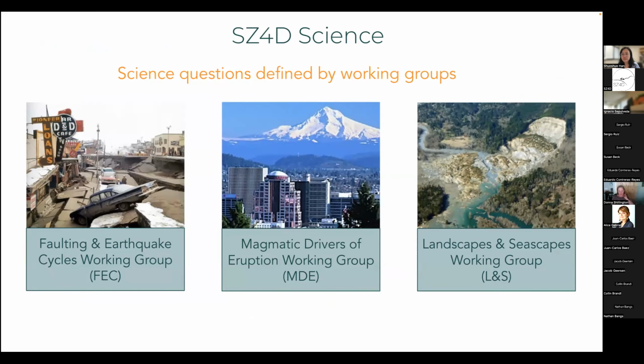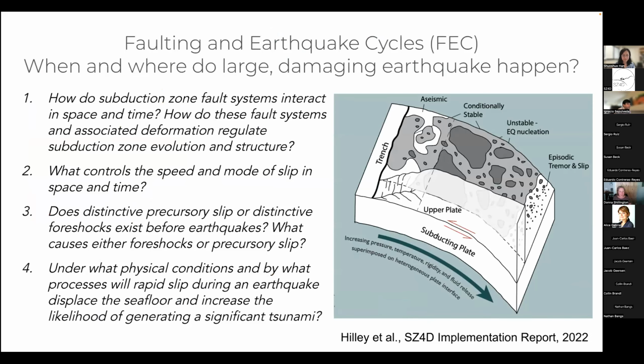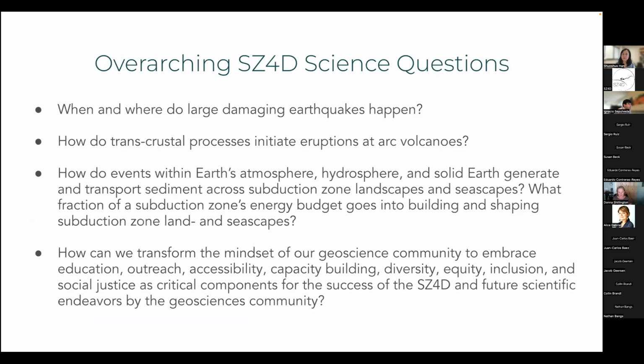The science behind SZ4D has been defined by three different working groups, framed around different components of the subduction system: the faulting and earthquake cycles working group, the magmatic drivers of eruption working group, and landscapes and seascapes. In addition to these working groups, there are two integrative groups, building equity and capacity in geoscience, and the modeling collaboratory for subduction. These groups and the people that have been a part of them defined the science drivers of SZ4D, which are outlined in the implementation report.